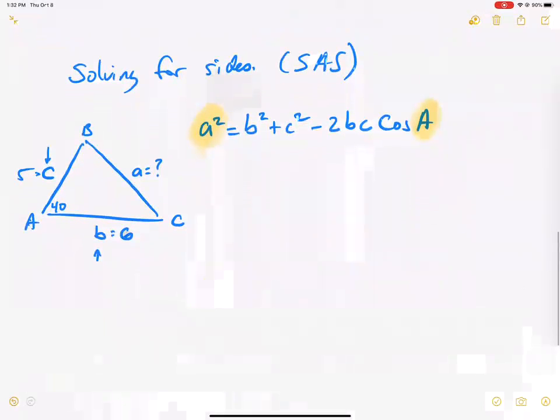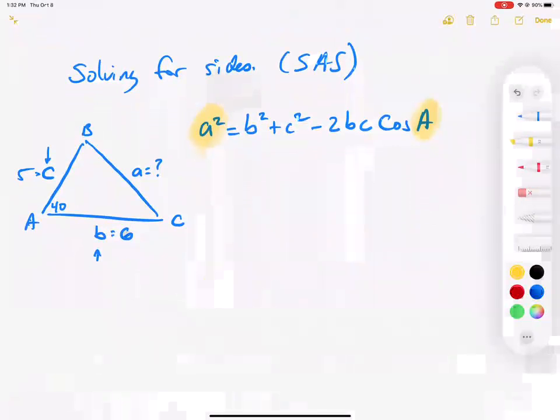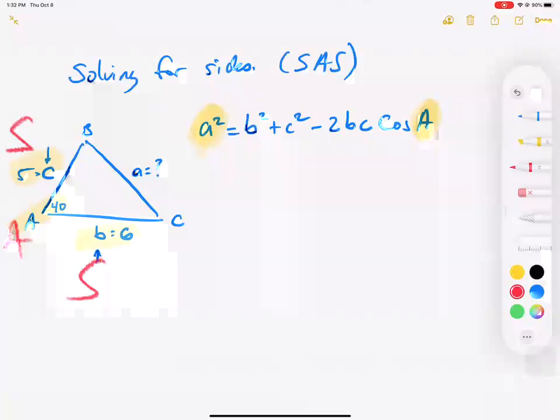Okay, so let's reiterate what type of triangle this is. This is a side, angle, side triangle. For side, angle, side triangles, we don't know the opposite side, so we can't do law of sines. So our goal is to solve for this side first. That's actually the only part we can solve for. And that's a side, right? So here's what we do. We fill out everything we know.